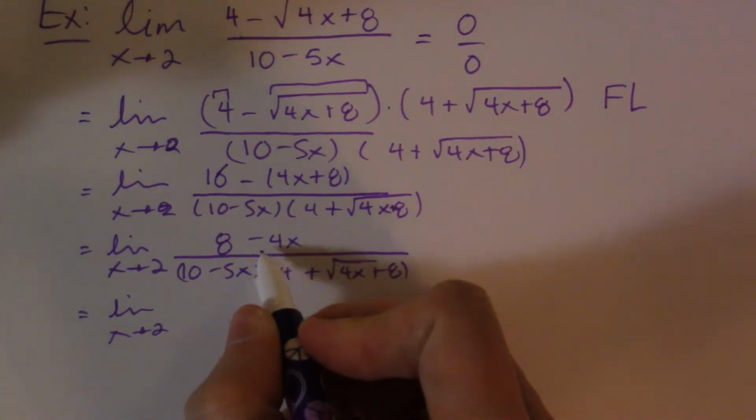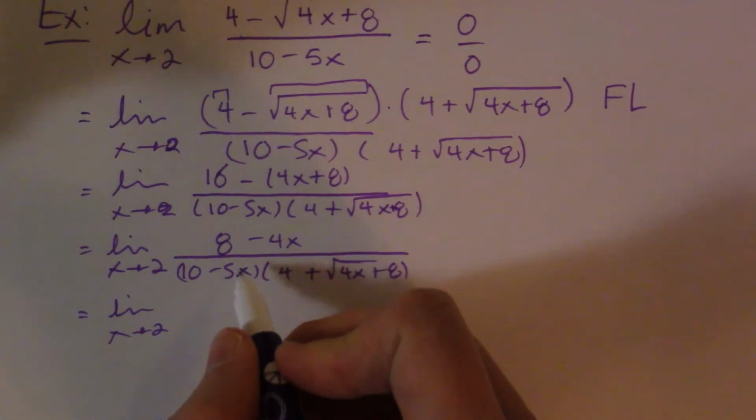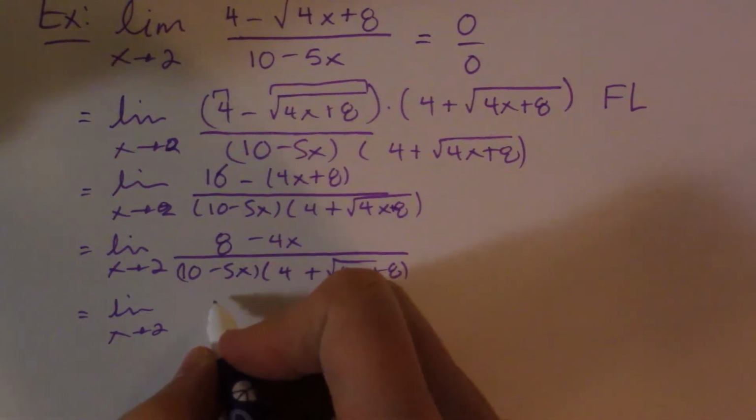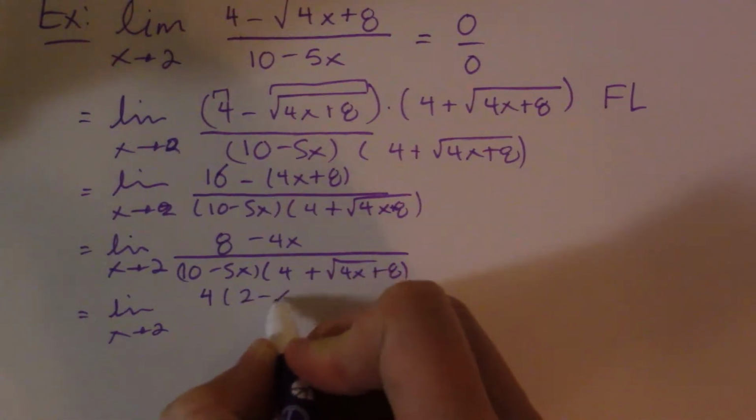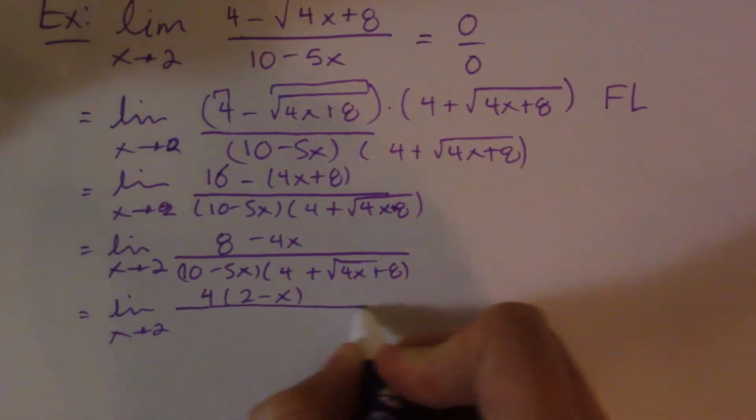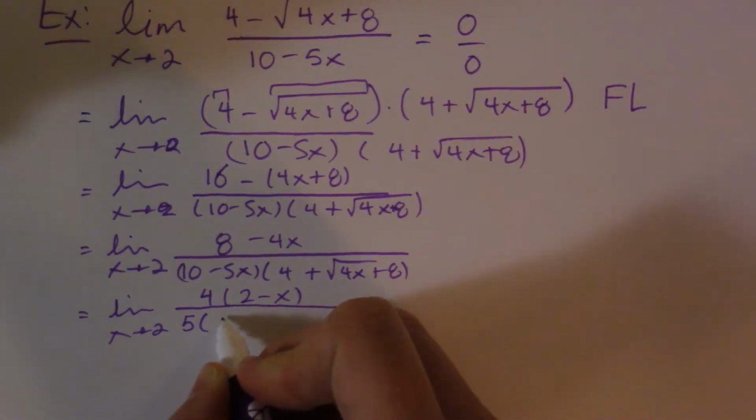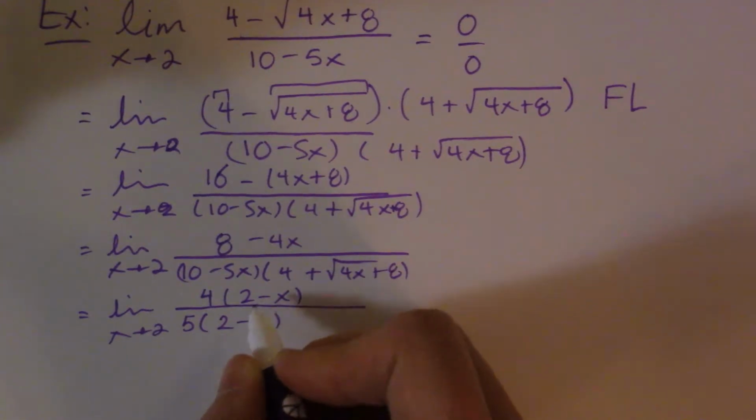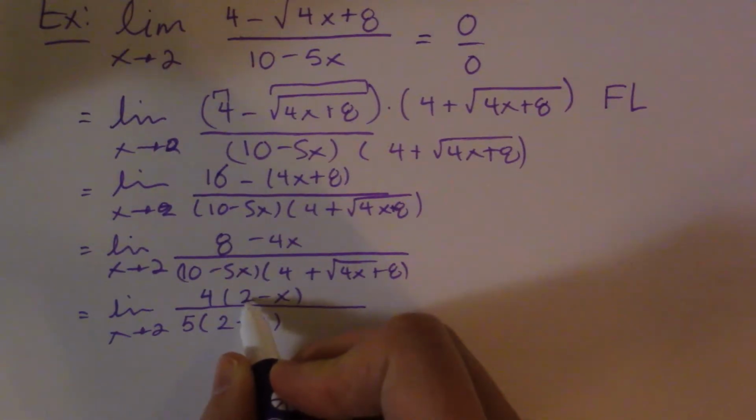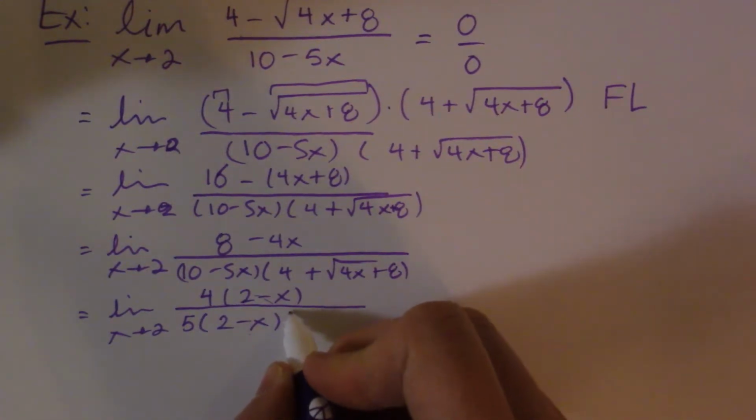So now I need to do some factoring. I have a common factor here of 4, and I also have a common factor here of 5. So I'm going to factor out a 4 at the top, and I get left with 2 minus x. And then I'll factor a 5 out of the bottom here, and I'm left with 2 minus x. So there is my 0 over 0. If I put the 2 into this, I get 2 minus 2, which is 0. So that's the part that I'm going to cancel right there.